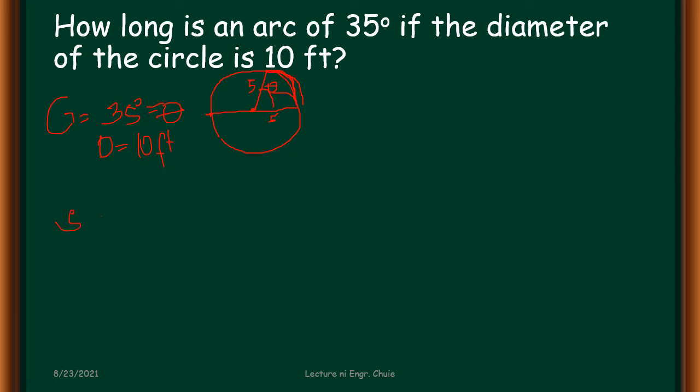So, by formula, S equals r theta, in which S is yung length mismo ng arc. Wala tayong r since meron tayong diameter. We could use diameter over 2 times theta na 35 degrees. So, S equals 10 divided by 2 times 35 degrees. So, r is 5, 5 feet na lang siya times 35 degrees. Kaso, yung theta, kailangan siyang radian.